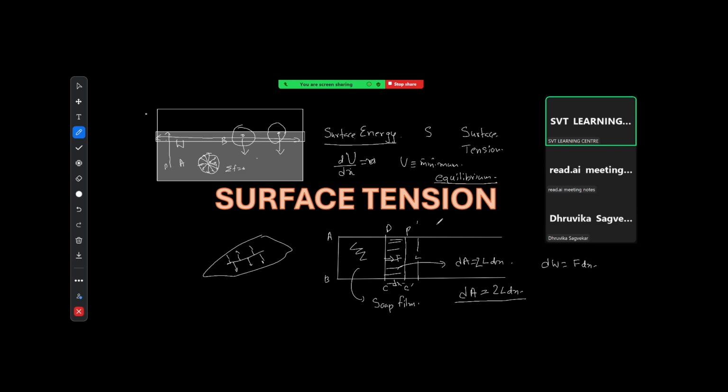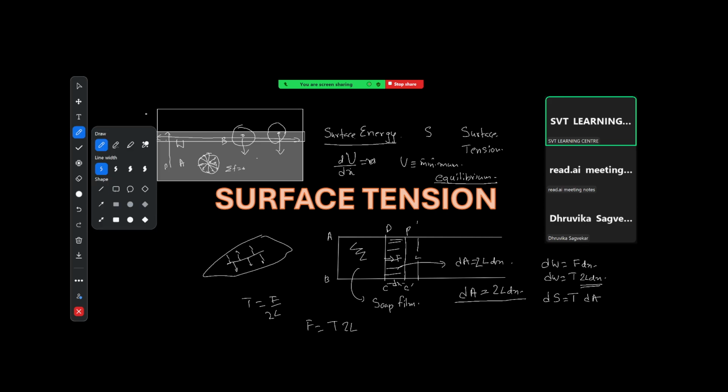Now force, as far as we know, surface tension is equal to force upon length. Now there are two lengths, one on the upper side, one on the lower side, so in this case it will be 2L. So your F will turn out to be T into 2L, correct? So here your dW will be equal to T into 2L into dx. Now this will be equal to area, so surface energy will be equal to surface tension into surface area, okay?